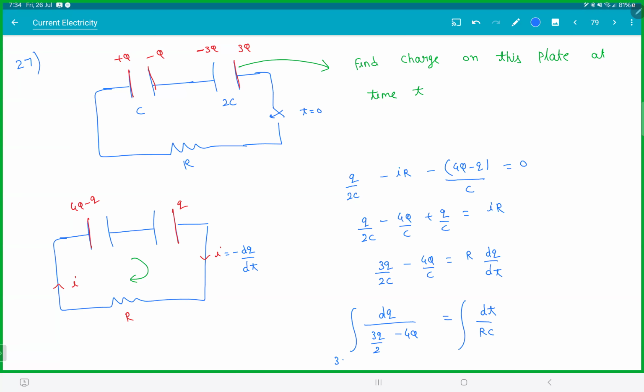This thing has charge initially 3q. This will go till q. This will go from 0 to t. Be careful with the limits. Don't put 0. The q is the charge on the minus plate, right? dq by dt, no? एक minus भी आएगा. And then integrate this. How much is this?